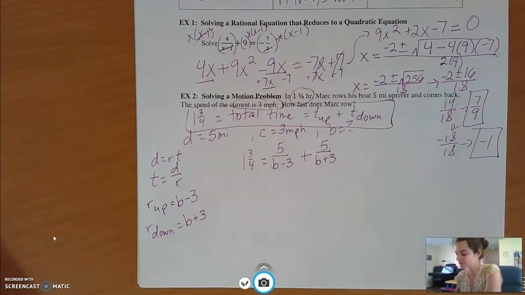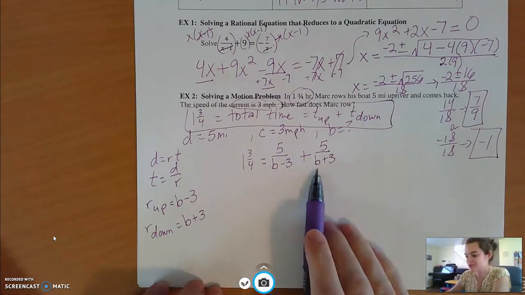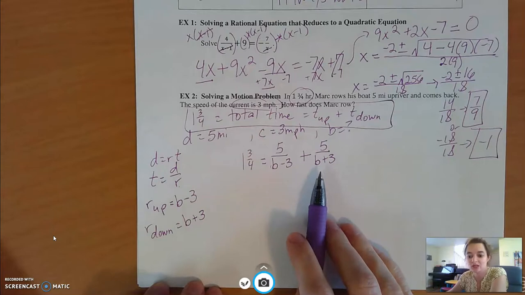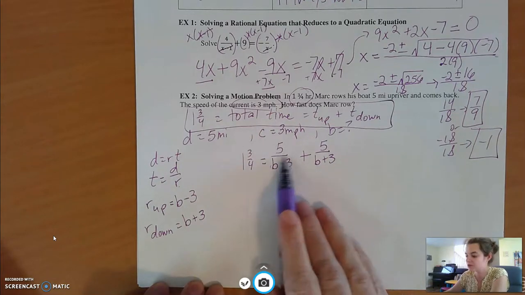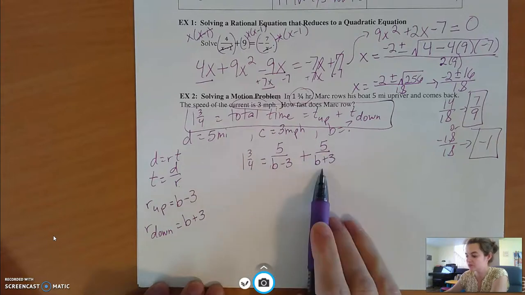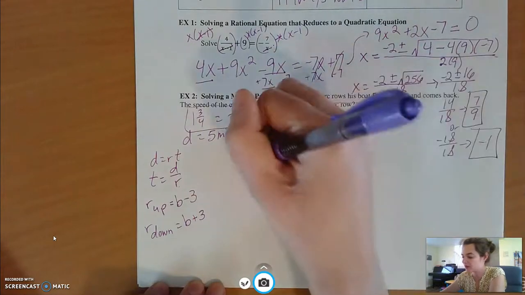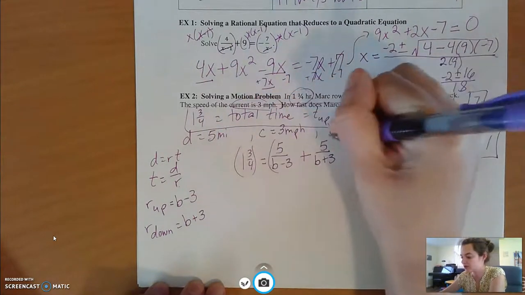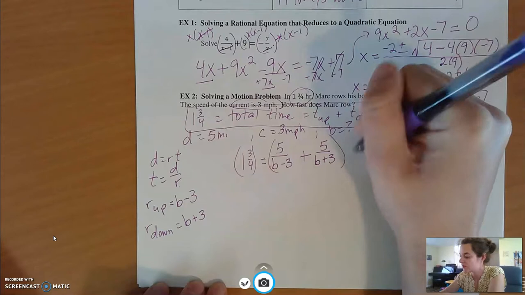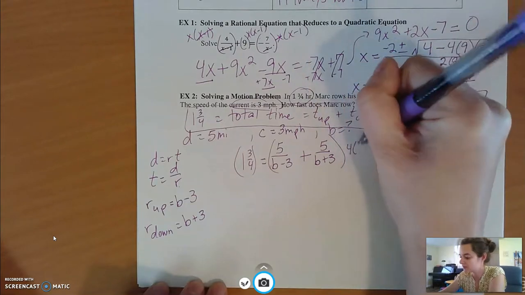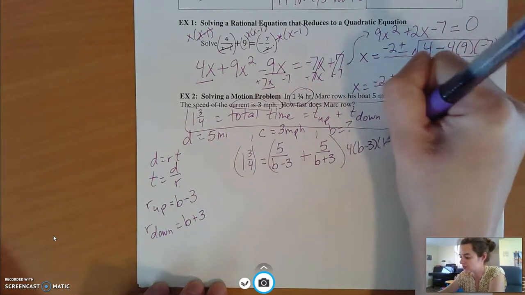So let's solve. From here, you might notice it's another rational equation. My least common denominator would be b minus 3, b plus 3, and 4. So that's what I'm going to multiply by. I'm going to multiply every single thing on both sides of my equation by 4, b minus 3, and b plus 3.